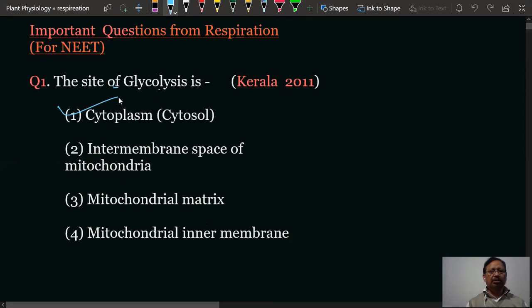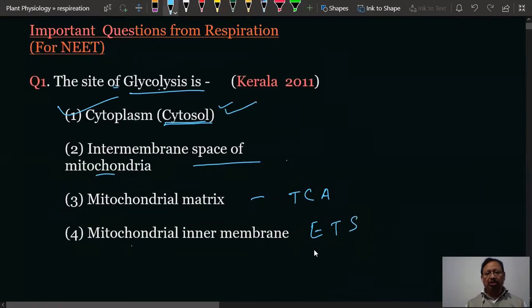The correct answer is the cytoplasm, or mainly cytosol, the soluble portion of the cytoplasm, which is outside the cell organelle. So glycolysis occurs outside the mitochondria, in the cytosol. The intermembrane space of mitochondria is the site for oxidative decarboxylation. The mitochondrial matrix is for the TCA cycle, and the mitochondrial inner membrane is for the electron transport system.